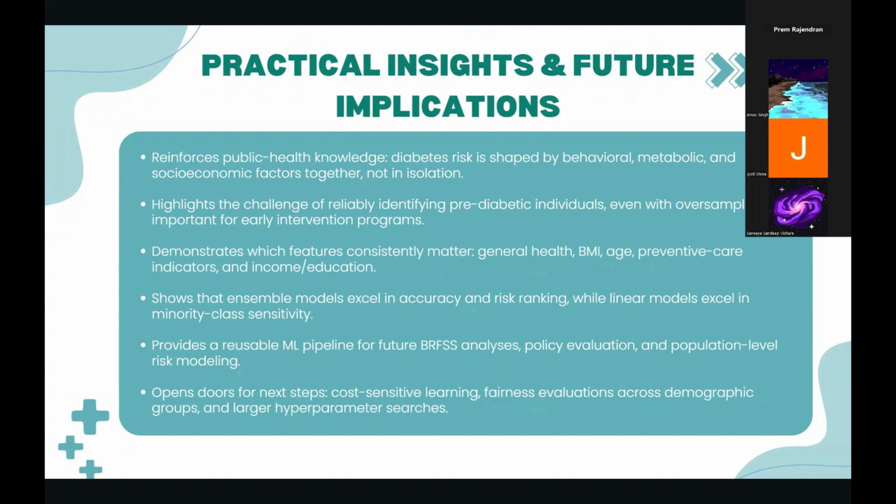Our study contributes more than just model comparisons. It highlights real public health patterns at a population scale. The clustering of diabetes around old age, obesity, lower socioeconomic status, and limited exercise reinforces the multidimensional nature of metabolic risk. Importantly, even our best models struggle with prediabetes, showing that borderline individuals are not easily distinguishable and may require more targeted data collection or clinical markers. We also identified the variables that consistently drive predictions: general health, BMI, age, preventative care behaviors, and socioeconomic indicators, which align with both clinical practice and epidemiological literature.